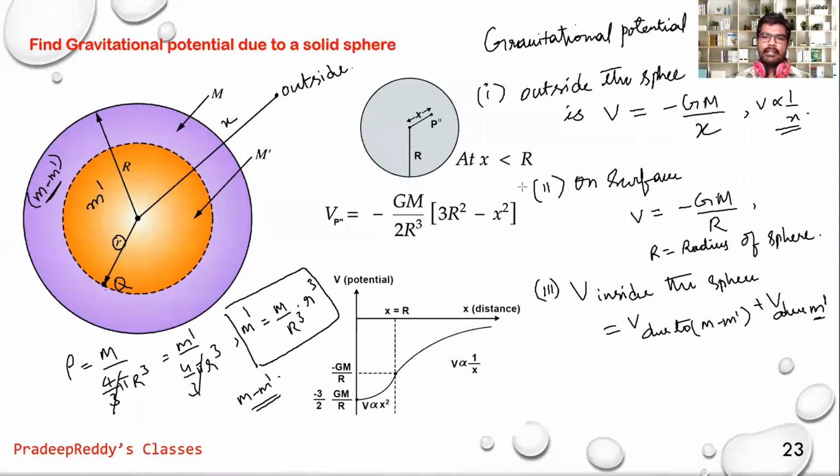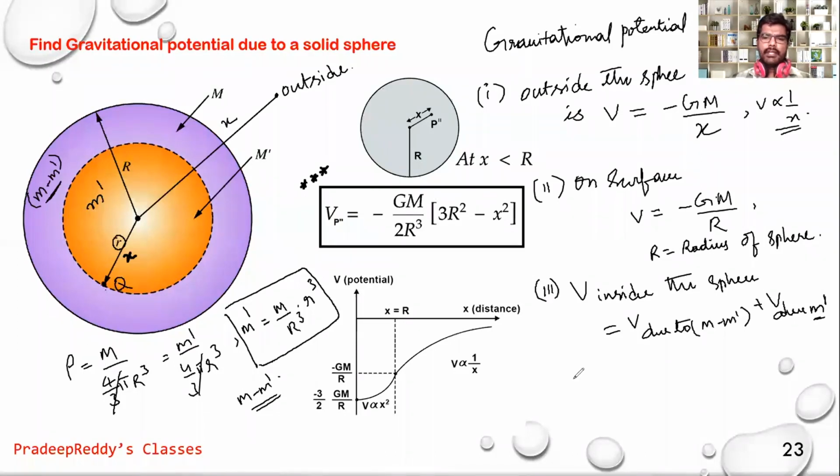Finally, if you calculate that, you will get an equation for gravitational potential inside the sphere as minus capital G, capital M by 2R cube into 3R square minus x square. And this x is the position where you are calculating gravitational potential. So this distance we can take as x. X is the position where you are calculating gravitational potential. This is a very, very important equation. You need to remember this.